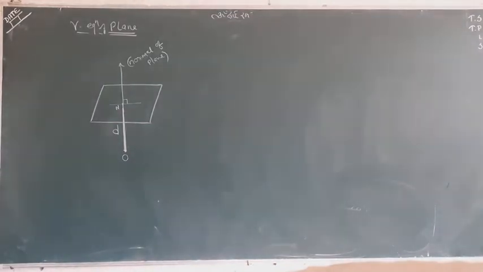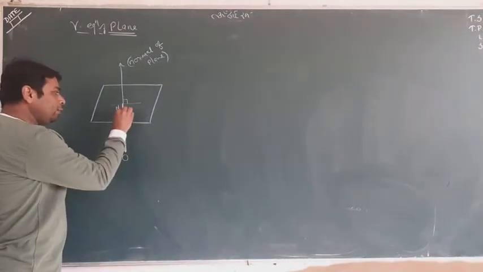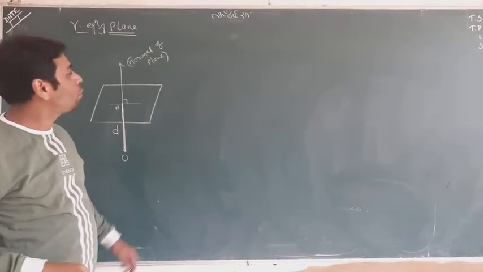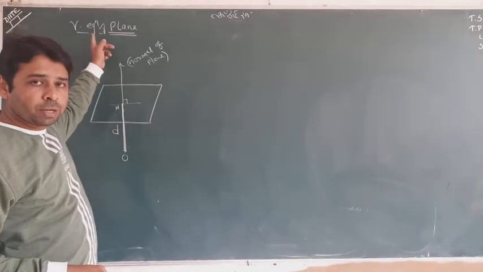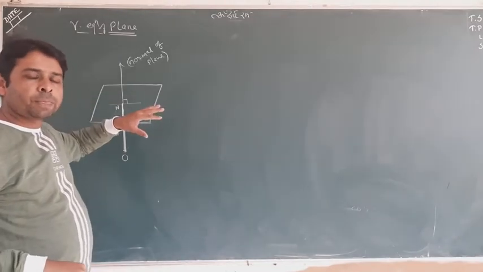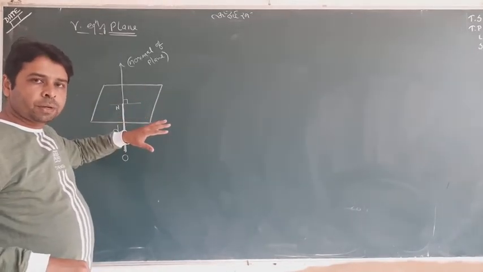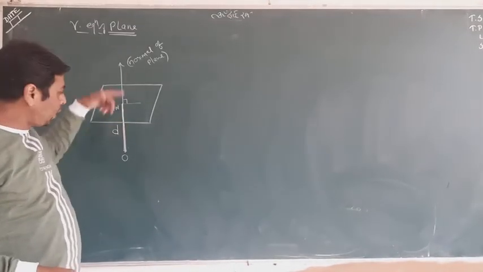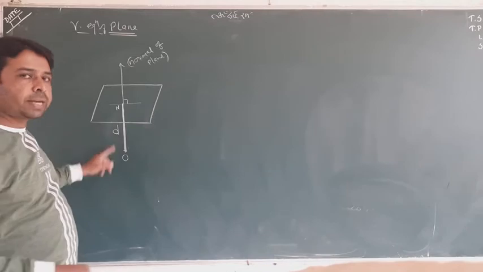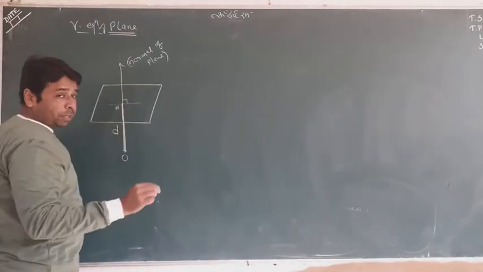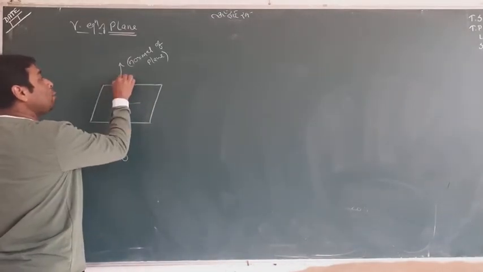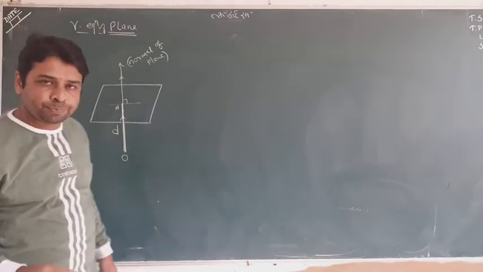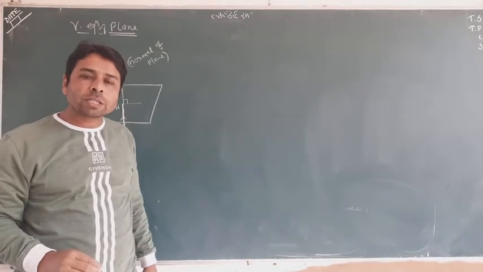Now I tell you that this distance is taken as d. So keep in mind that we are finding the vector equation of the plane. The first thing is that we must know the perpendicular distance of the plane from the origin, which is called d. And second, suppose that I want to convert that distance d into vector form.